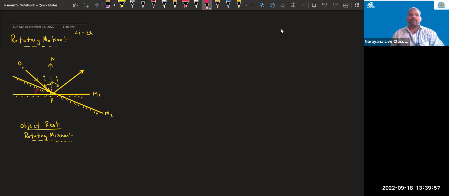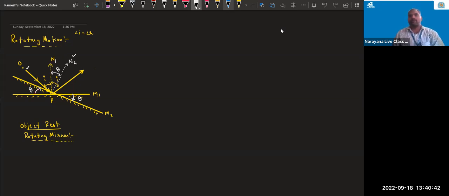What is the rotation of this mirror? Angle theta is the rotation. This is also theta. What is the new normal line? N1 is the initial normal line. N2 is the final normal line. So normal line also rotated by angle theta. Then what is the new angle of incidence? Angle between normal line and incident ray. I plus theta, na?